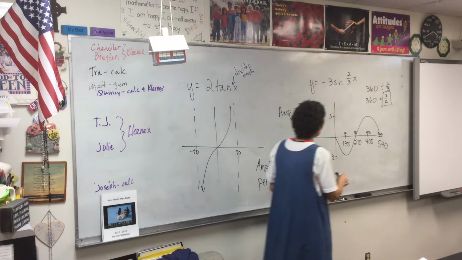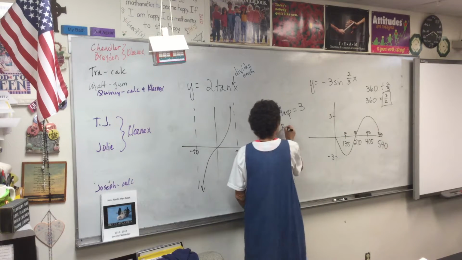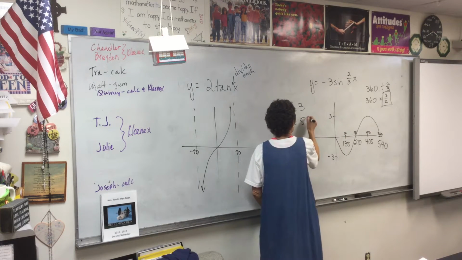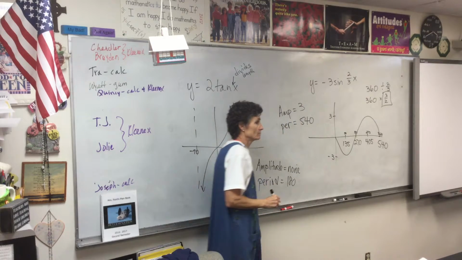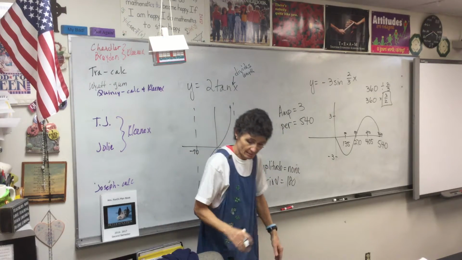What's my period? And my amplitude is 3. What's my period for this one? 540. Period is length. How long is it? Side to side.